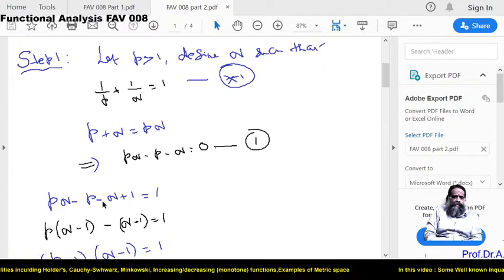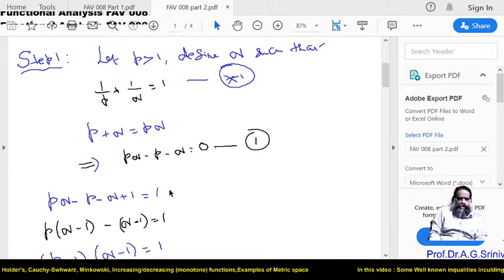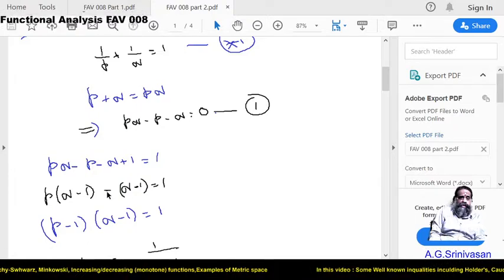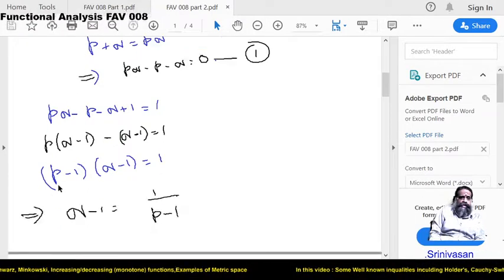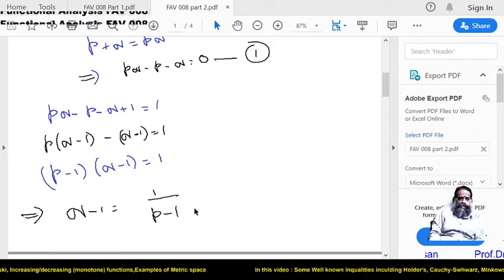I'll add 1 on both sides. So pq - p - q + 1 = 1. Take p on this term, so it's p(q - 1) - (q - 1) = 1. So (p - 1)(q - 1) = 1. So q - 1 = 1/(p - 1).